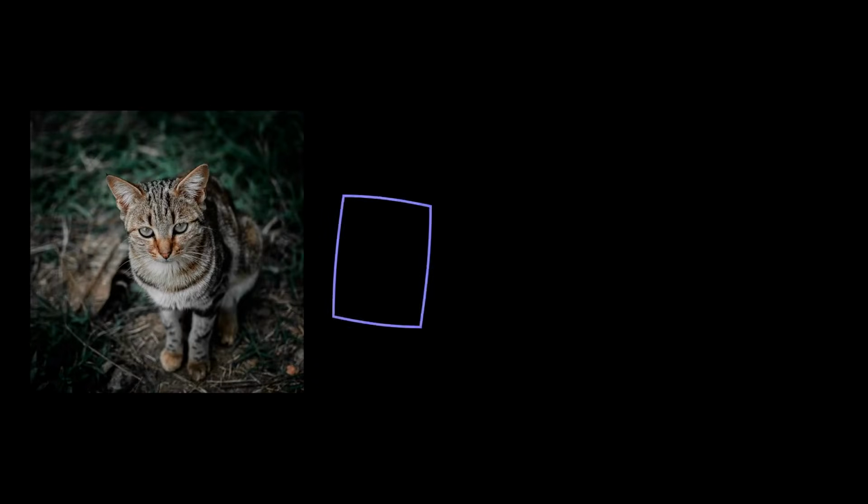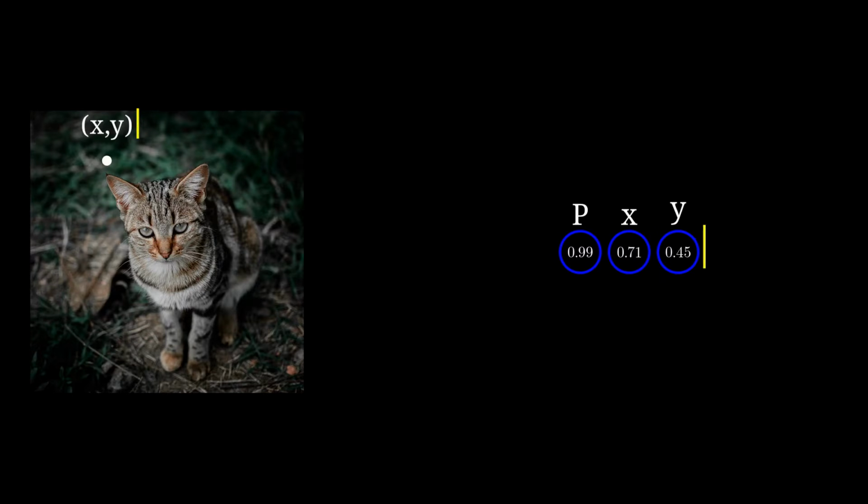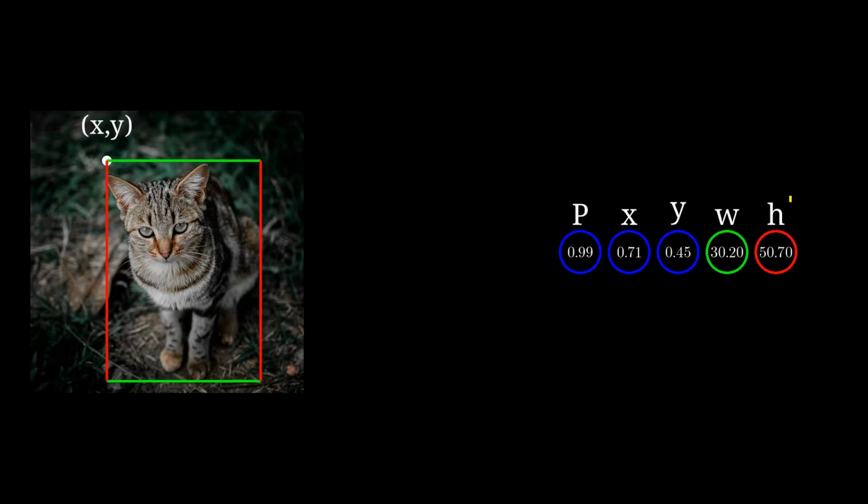Now, if there is a cat, to draw a rectangle around the object, we need the top left corner of the object. When we say top left corner, we mean the x and y coordinates of the top left position of the bounding box. After this, we need the width and height of the rectangle to draw it. We can easily draw a rectangle if we have those four values. First, its top left corner coordinates, and then its width and height.